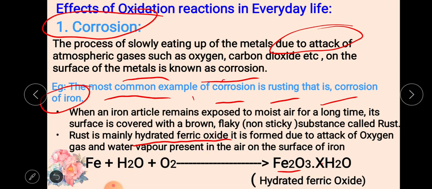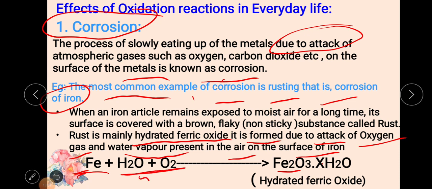Whatever the number of water molecules attached to Fe2O3, we call that hydrated. About hydrated compounds, or water of crystallization, we are going to learn in the third chapter in detail. So rust is mainly composed of hydrated ferric oxide. It is formed due to the attack of oxygen gas and water vapor present in the air on the surface of iron. Iron will not rust easily; it rusts in the presence of both H2O and O2.